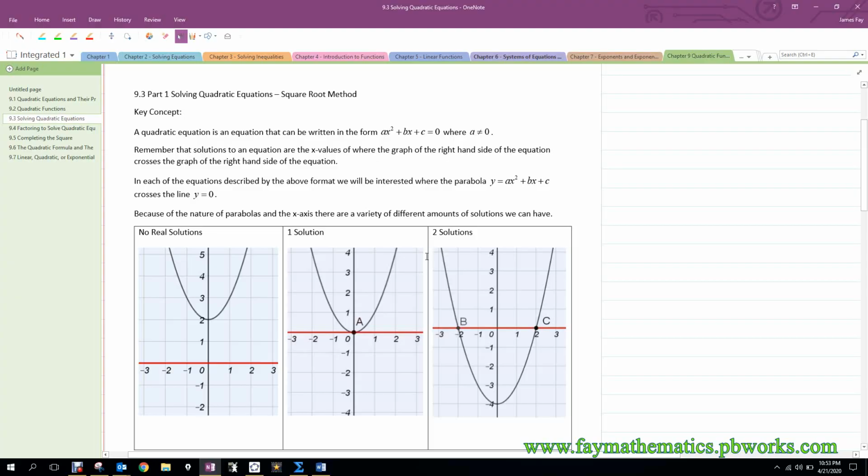Okay, so we're going to start section 9.3. This is going to be several sessions long, so you have several assignments over 9.3. But the first thing we're going to do is solve quadratic equations, and the technique that we're going to use here initially is called the square root method.